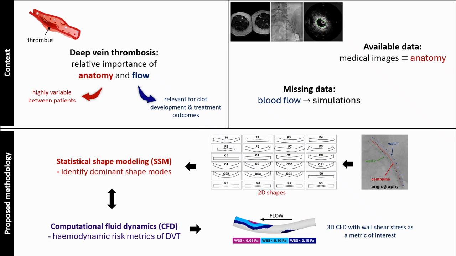Anatomy comes from medical images collected in standard practice. Flow comes from simulations because it's not measured in the clinic. Statistical shape modeling was used to analyze the shape variability within a set of 24 2D vein projections. Some came from angiography images and some were artificially generated. Computational fluid dynamics was used to compute the area of wall shear stress covering the vein below 3 thresholds on 3D extrusions of the 2D shapes.